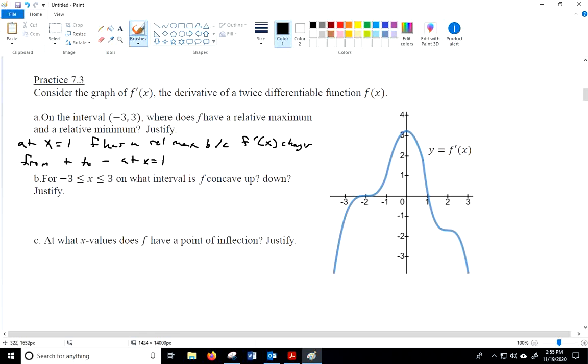From -3 to 3, on what intervals is f concave up or down? Justify. So we know that f is concave up on the interval from -3 to, you might say -3 to -2, and then -2 to 0, right? So I'll say that, -2 to 0. How do I know that? Well, because f prime is increasing on those intervals.